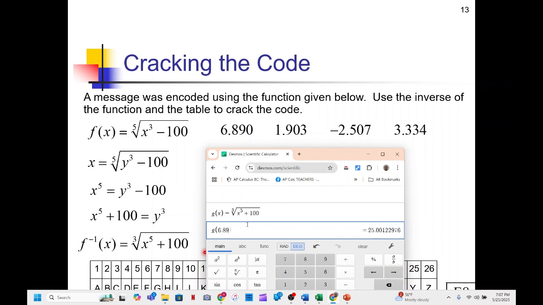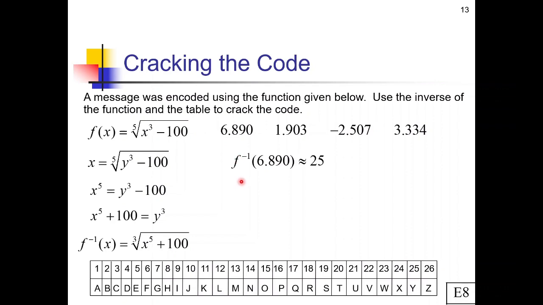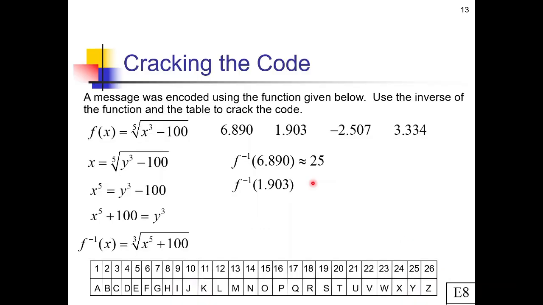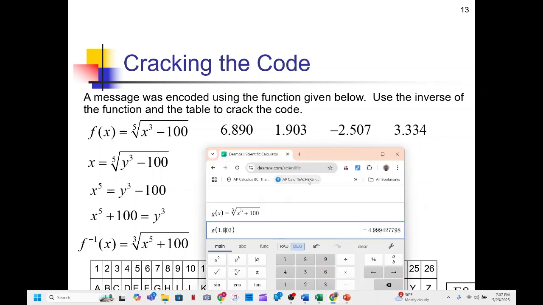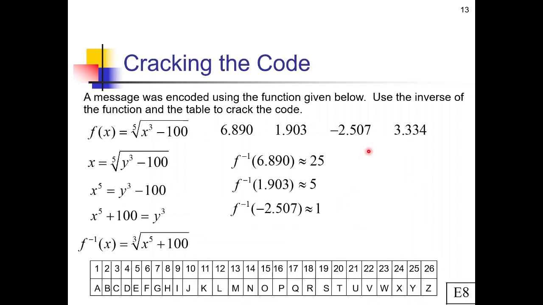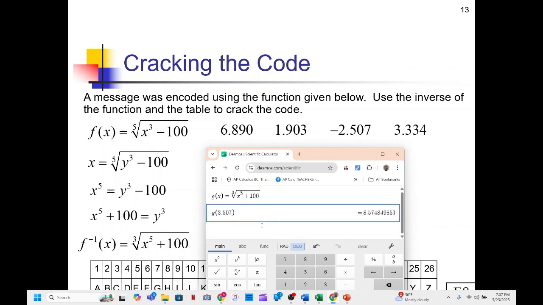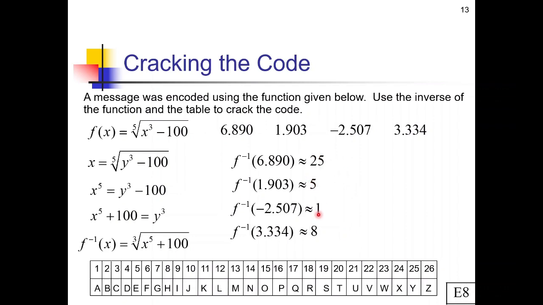So let's do g of 6.890 to start with, and that's roughly 25. So there we go. Let's next do f inverse of 1.903. That comes out to roughly 5. And then f inverse of negative 2.507. Let's get rid of the rest of that. I think that's 1. Roughly 1. And then we'll do 3.334 as well, and that is pretty close to 8. So we have 25, 5, 1, and 8.